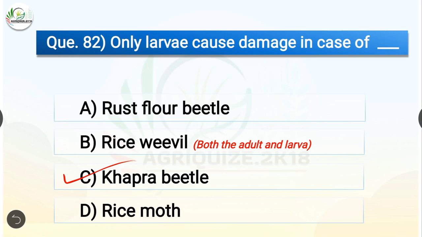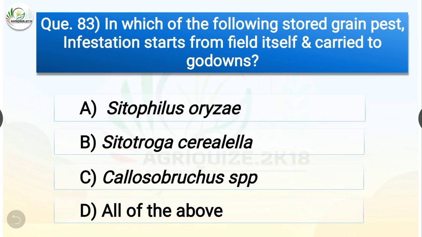Question number 83. In which of the following stored grain pests does infestation start from the field itself and get carried to the godowns? The options are Sitophilus oryzae, Sitotroga cerealella, Callosobruchus species or all of the above. The correct answer is option D, all of the above. So in all three, Sitophilus oryzae, the rice weevil, Sitotroga cerealella, the Angoumois grain moth, and Callosobruchus species, the pulse beetle, the infestation starts from the field itself and gets carried to the godown.